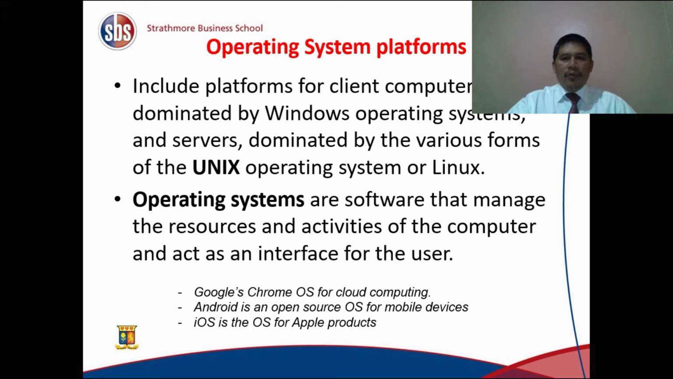Next is operating system platforms. These include platforms for client computers, dominated by Windows, of course, and servers, dominated by Unix and Linux. So operating systems are software that manage the resources and activities of the computer and act as an interface for the user. So there is Google's Chrome operating system for cloud computing. Android is an open source operating system for mobile devices. iOS is the operating system for Apple products.